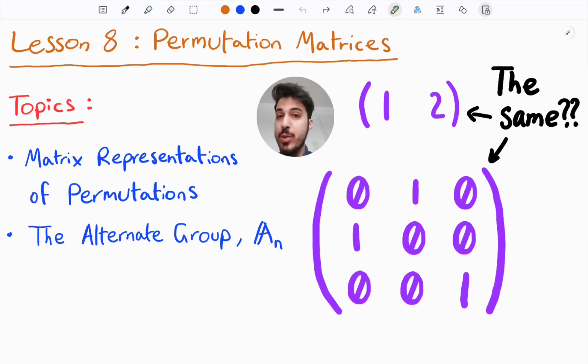Sn? Well, this way is called the permutation matrices, which can represent each and every cycle. And this will enable us to classify the cycles and define what is called the alternate group. So this will be the topic of today's video.